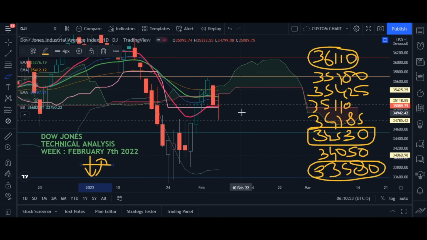Now let's deduce the probable movement of the market. Because there is a dilemma in the market and it is not clear what is going to happen next, I would advise you that it's better not to trade on Monday. Just wait and watch on Monday and see what is happening in the market.